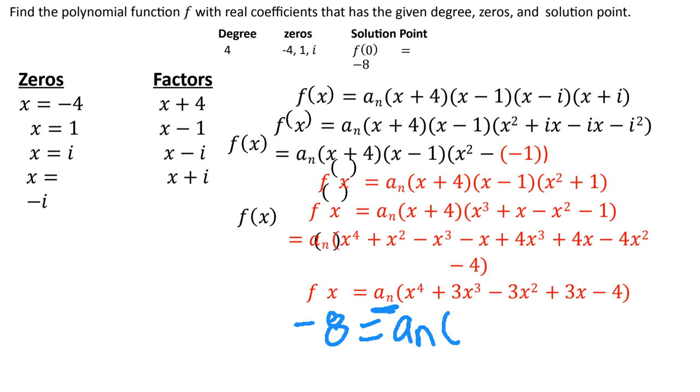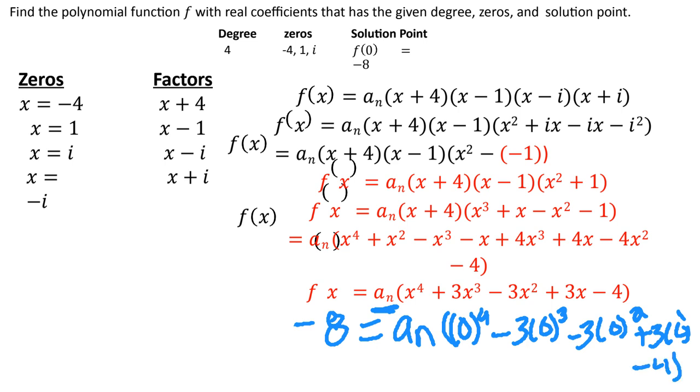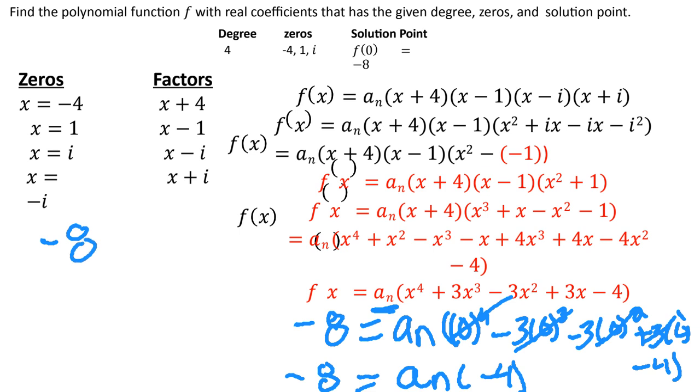So I'm going to have 0 to the 4th power minus 3 times 0 to the 3rd power minus 3 times 0 to the 2nd power plus 3 times 0 minus 4. Okay. When I do all that, all these are going to cancel because they're times 0. So then I'm going to have left negative 8 equals a_n times negative 4. And then we solve for a_n. So we have negative 8 equals a_n times negative 4, divide both sides by negative 4. So I have 2 equals a_n.